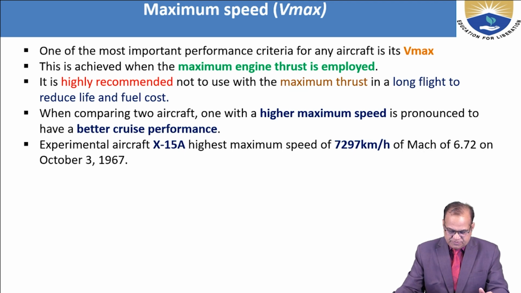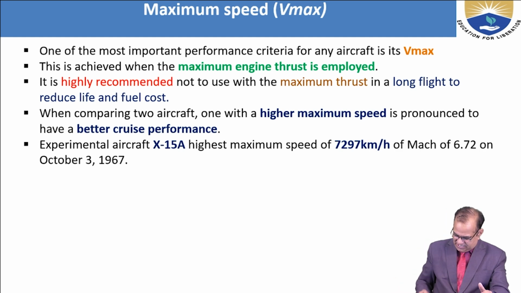The experimental aircraft X-15A achieved the highest maximum speed of 7,297 kilometers per hour, Mach number 6.72, in October 1967. So the X-15 aircraft was developed as an experimental aircraft to see how much speed it can achieve. It achieved 6.72 Mach, and that is 7,297 kilometers per hour.